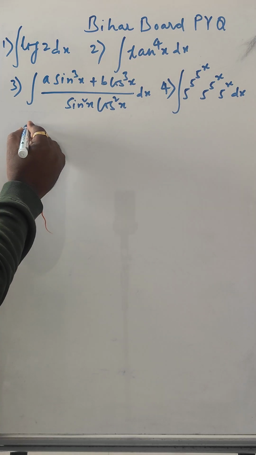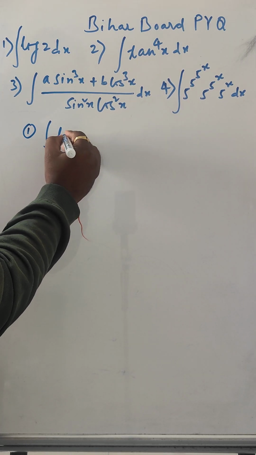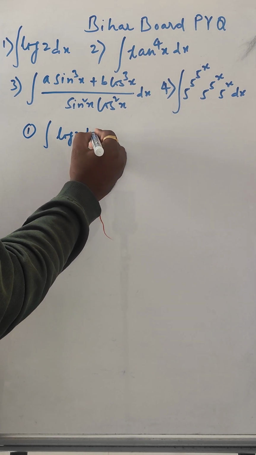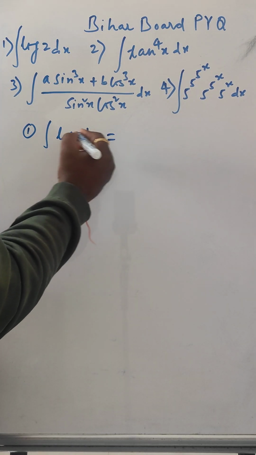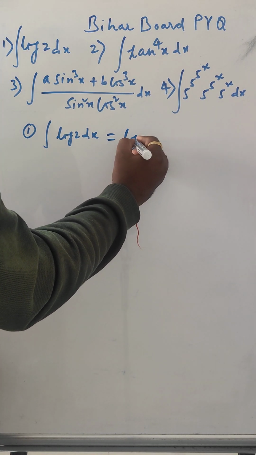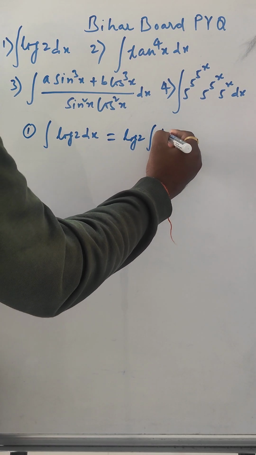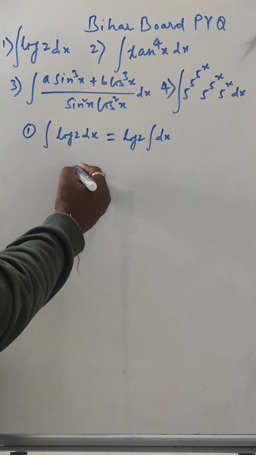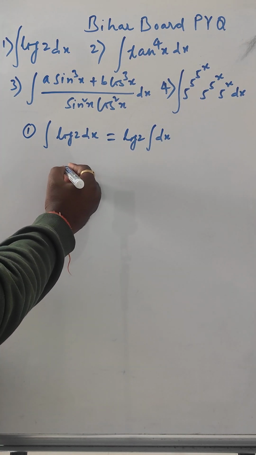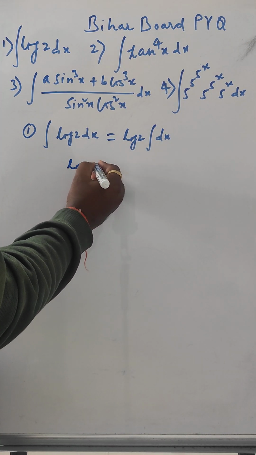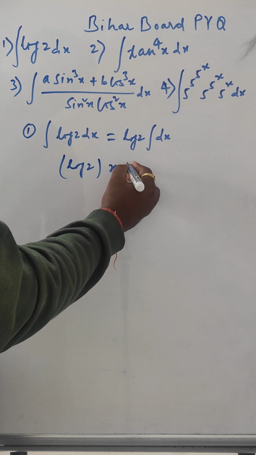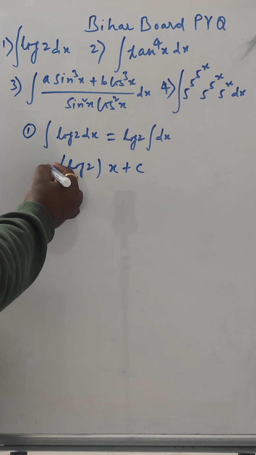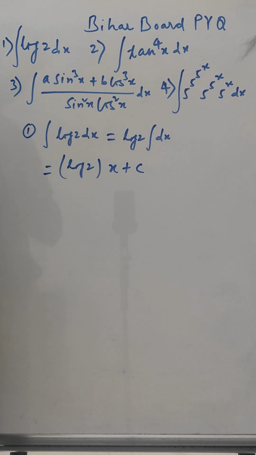So the first problem is the integration of log 2 dx. Log 2 is a constant, right? We can write it like this. The integration of dx is x. So it is log 2 into x plus c. So this is the answer to your first problem. Very simple.